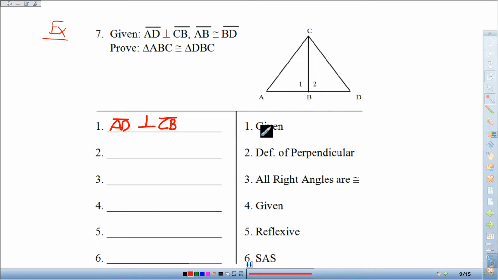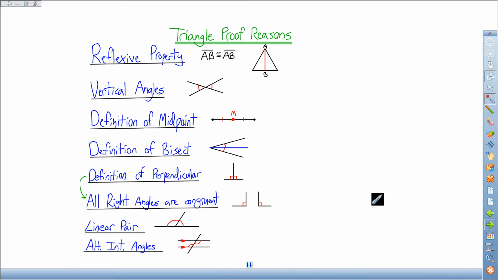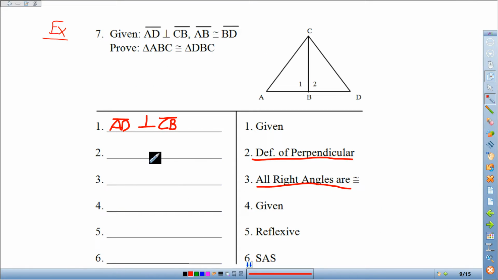Here's the big thing about this. We can get some more information out of this given statement. Just the fact that these things are perpendicular, that's great, but we can go a bit more. And if you guys notice, the next 2 reasons follow that flow that we're used to seeing. Definition of perpendicular followed by all right angles are congruent. So what are the statements going to be? Well, let's make some sense out of this. If these 2 lines are perpendicular, we know that angle 1 and angle 2 are right angles. Okay, so that will be our next statement.